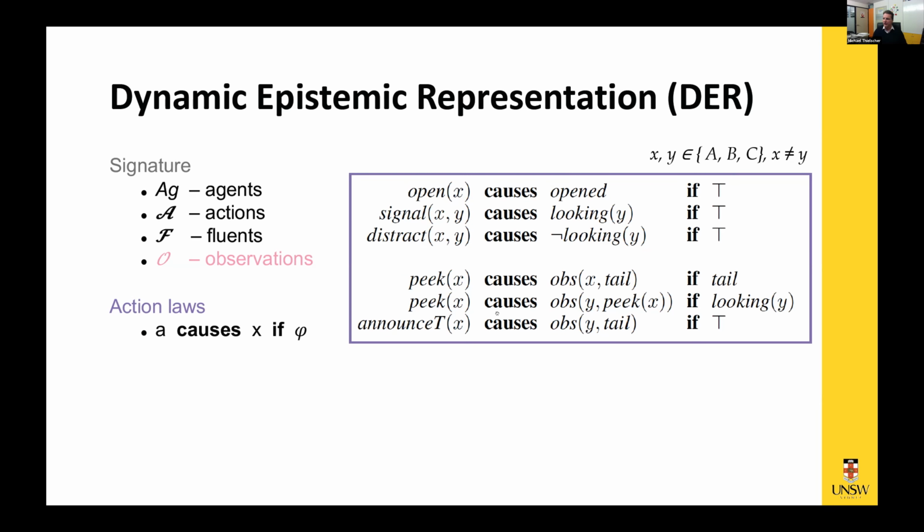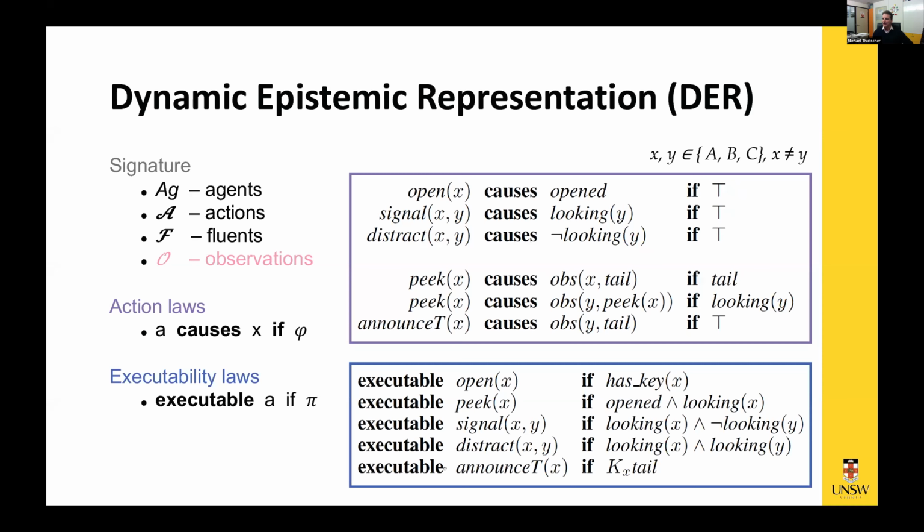There are further observations that can be made in this setting. We complemented these action laws with standard precondition laws. An action A is executable under certain conditions. And I'm showing that here mostly to stress the point that both these conditions as well as these conditions can be epistemic formulae. For example, here are all the executability conditions for the example.